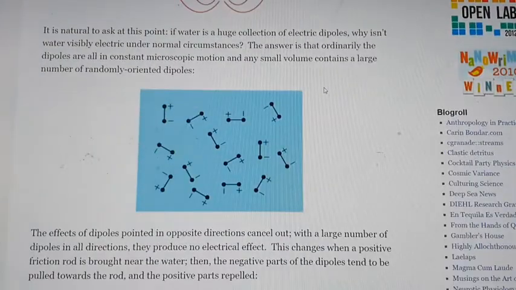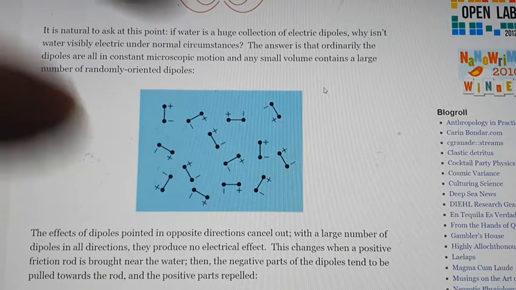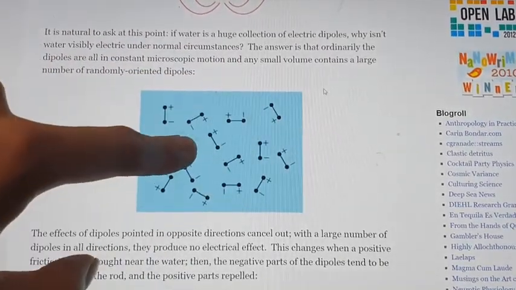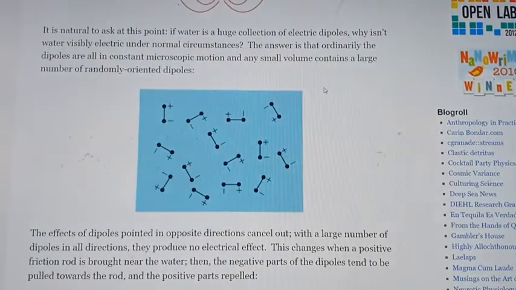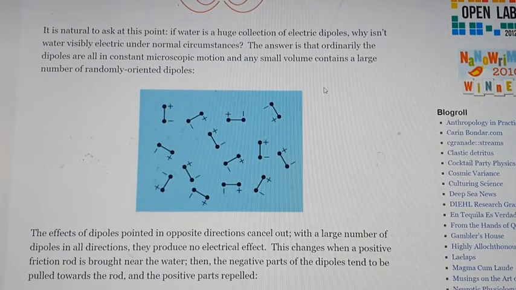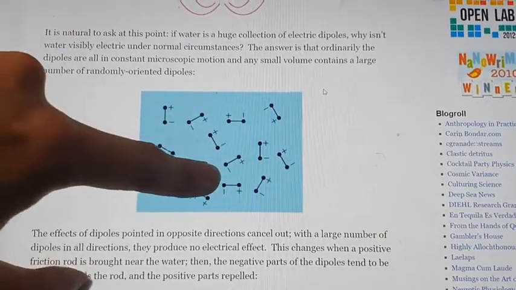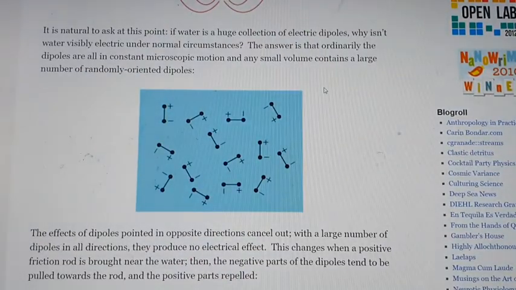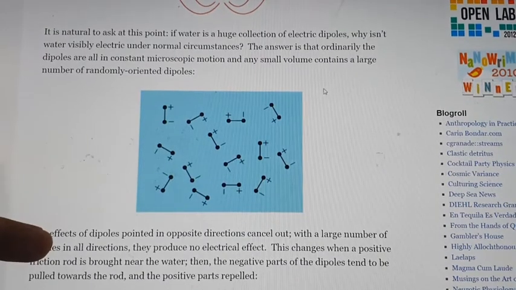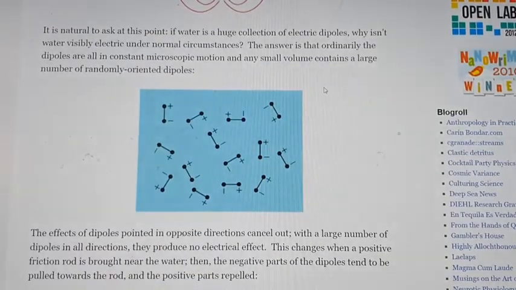Alright, so it is natural to ask at this point if water is a huge collection of electric dipoles. Why isn't water visibly electric under normal circumstances? Well, because they are randomly oriented, and because of random thermal motion, overall the net charge is 0, and there are no real currents going on in there. Also, because it's randomly distributed, the pluses and minuses, you won't get one side more positive and the other side more negative. So the effects of dipoles pointed in opposite directions cancel out. With a large number of dipoles in all directions, they produce no electrical effect.